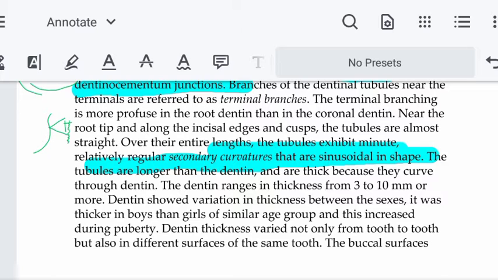The dentine ranges in thickness from 3 to 10 millimeter or more. So what is the dentine thickness? Dentine thickness is 3 to 10 millimeter or more. First comes the pulp, then dentine, and after that enamel. So this dentine portion has a thickness ranging from 3 to 10 millimeter.